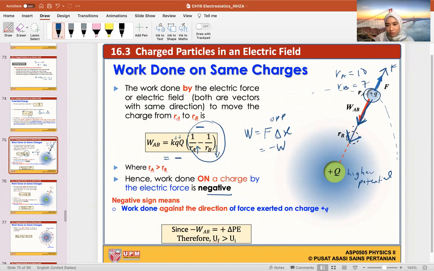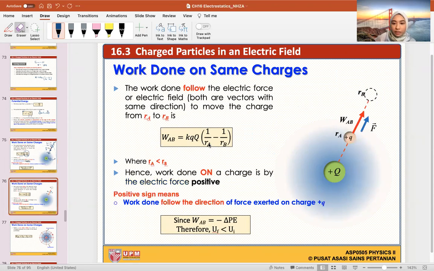My displacement is going this way. This is my dx. So this is why my W is negative. That's another way to look at it. But again, I'm going to remind you that the equation that is important for this slide, for this topic, is just this one, which is what we have learned. This is all just understanding it better.